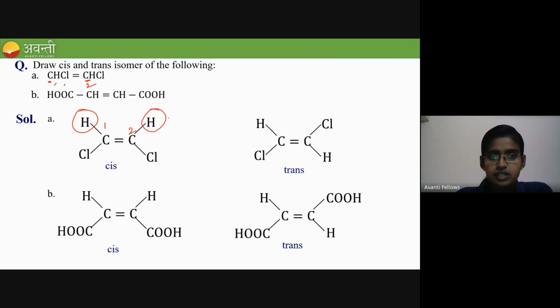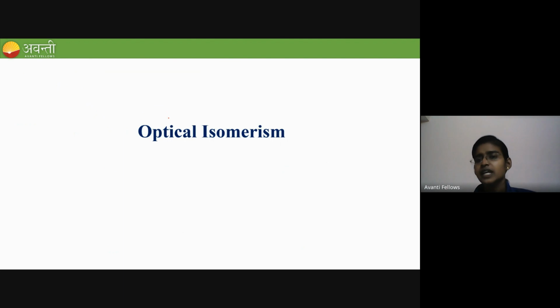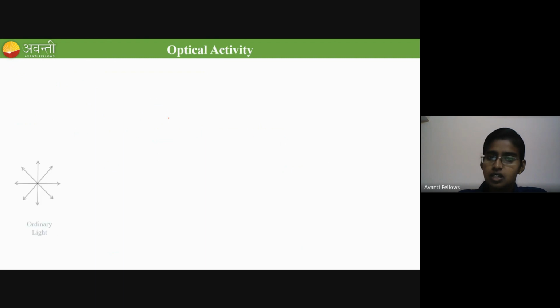So I'll go with the next classification, which is the last classification of the whole isomerism. This will come under stereoisomerism. The first stereoisomerism was cis-trans, that is geometrical, and the second stereoisomerism is optical isomerism. Before moving on to optical isomerism, you should know what optical activity is first of all. Then only we can find out whether the given compound is optically active or not, or whether it will exhibit optical isomerism or not.